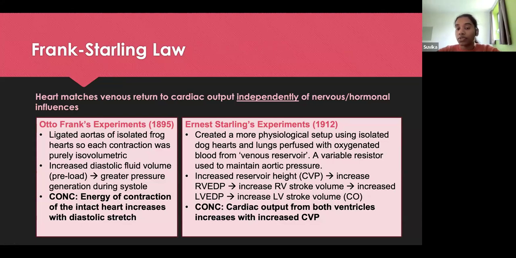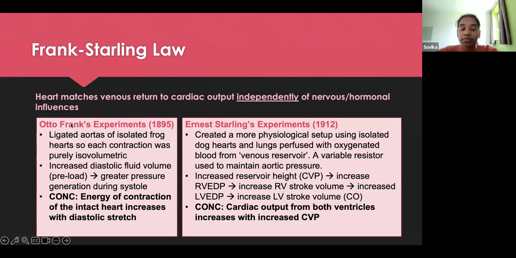Now, we mentioned before there were some neural components to the regulation of cardiac output, but also some hormonal influences. But the Frank-Starling law is telling us that there's an element that's independent of neural and hormonal input. So there are 2 experiments which, if you're writing an essay on this, would be good to include.